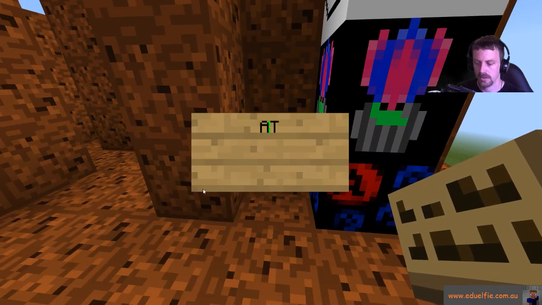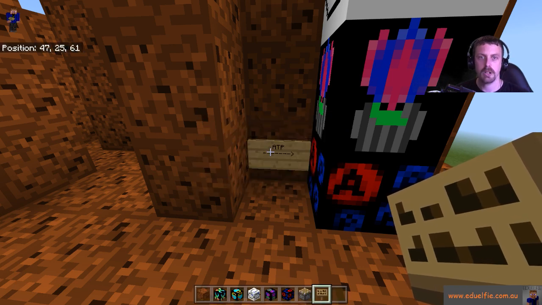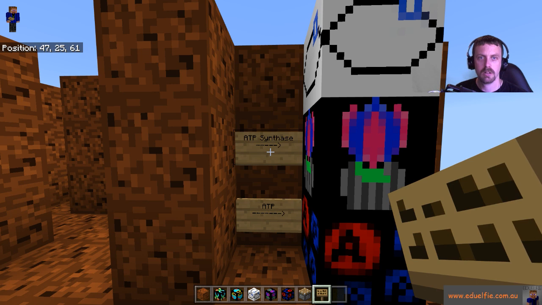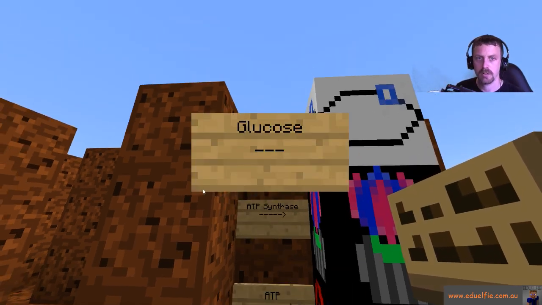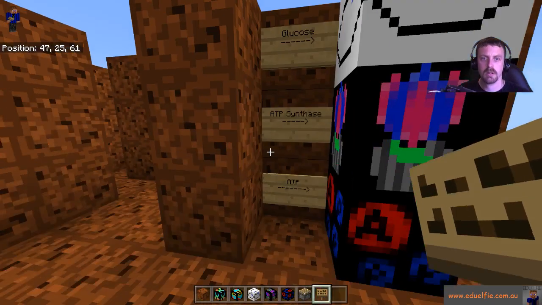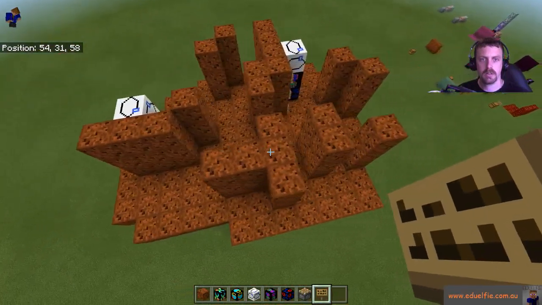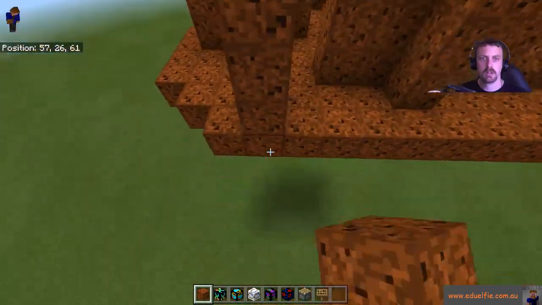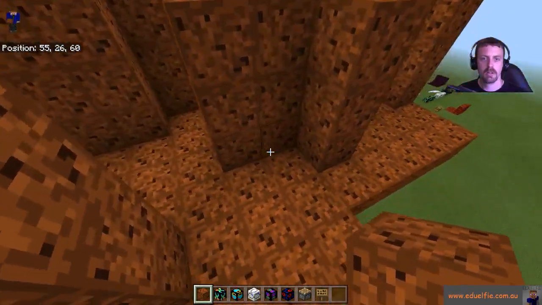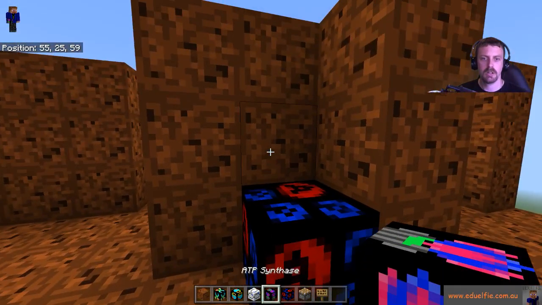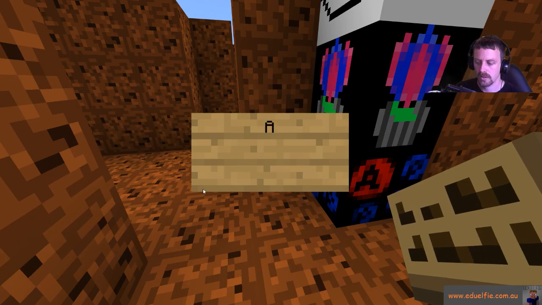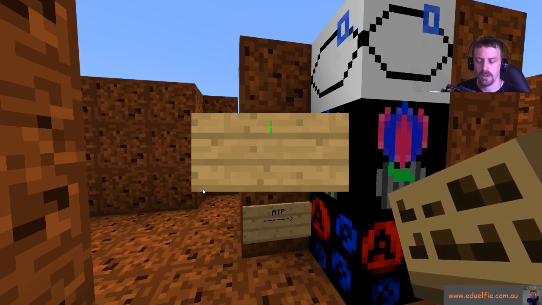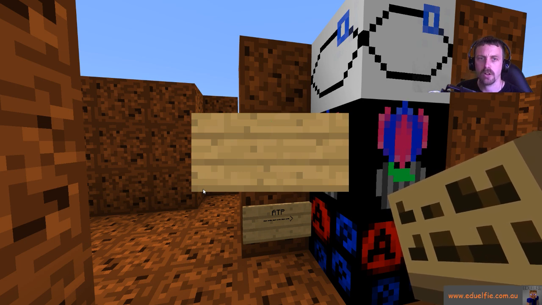So ATP, no, not question mark, ATP synthase and glucose, not that one. Alright. I feel like over here is another good spot if we're talking balance. ATP, synthase, glucose. I wish we could copy paste signs. You probably can with boards actually, if I want to do boards. Can you do boards? I have to try that.